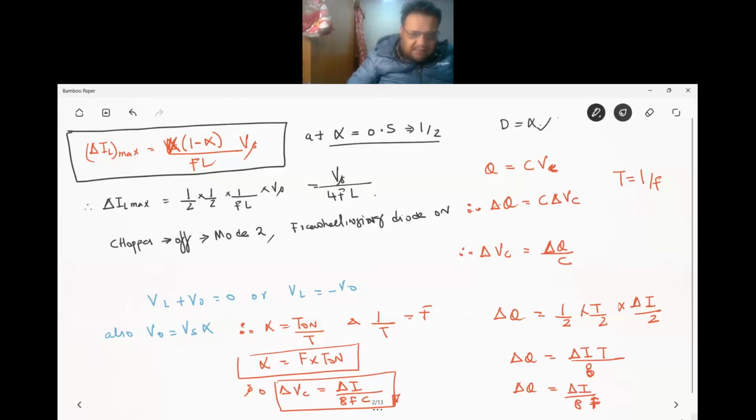Now delta IL max occurs if alpha is 0.5, so this is 1 by 2. 1 minus 0.5 is again 0.5, 1 by 2. So it would be Vs by 4FL.